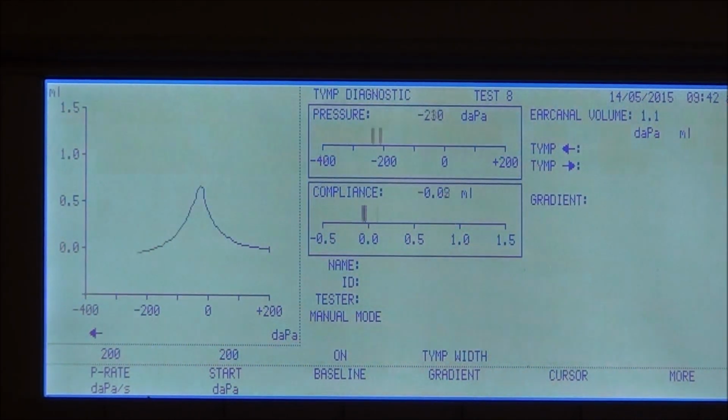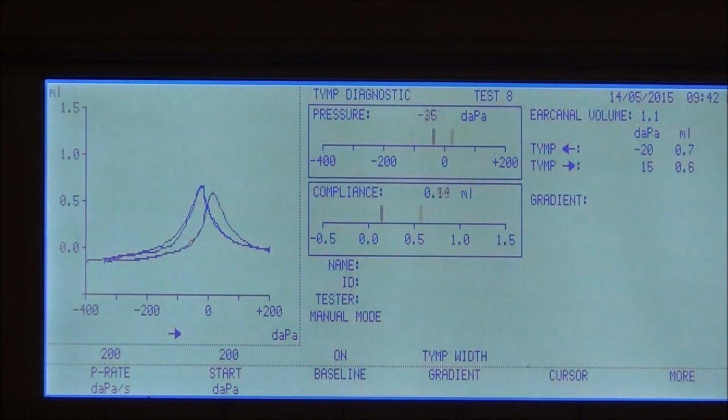Suppose now I am doing from positive to negative. At the same time, now I am doing from negative to positive. Did you see how the peak shifted? So this is the direction effect, or pressure direction effect. You see, however many times I sweep from both these directions, both these tympanograms will not overlap.